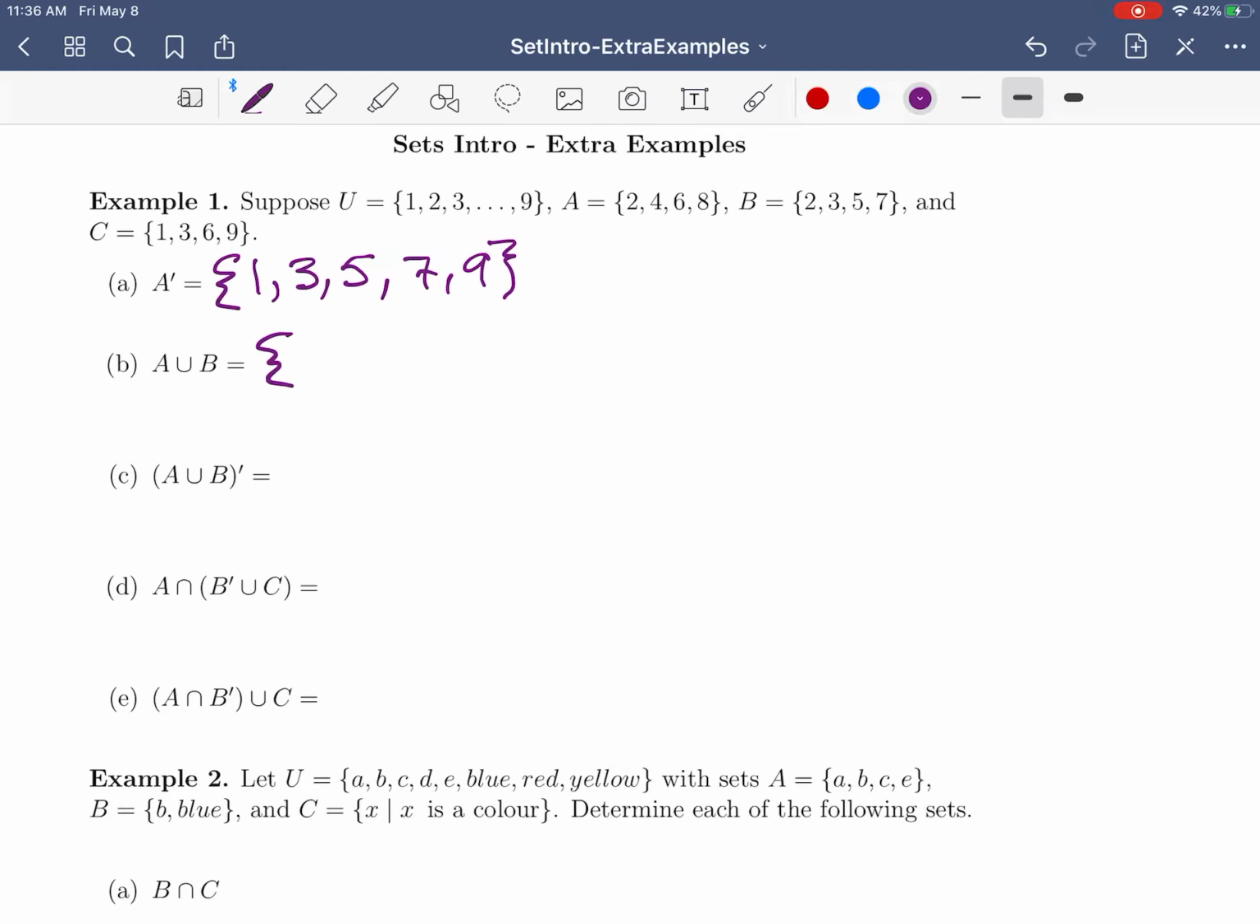Next, we want to compute A union B. So remember how we did that before. We wrote all the elements of one of them, it doesn't matter which one, so I'm going to do A first, so 2, 4, 6, and 8. And then I want to look to B and see what did I miss. So we already got the 2, but we're missing the 3, the 5, and the 7. So because the union contains everything that's in at least one of A or B, any element we see in A or B will all be in the union.